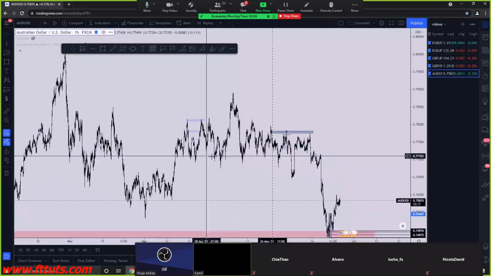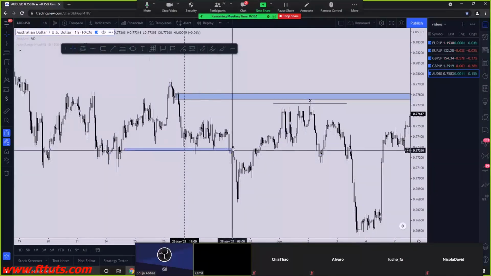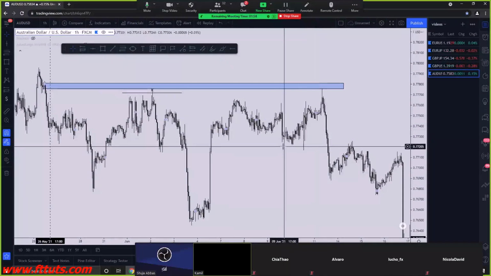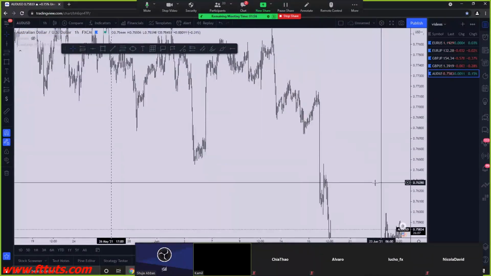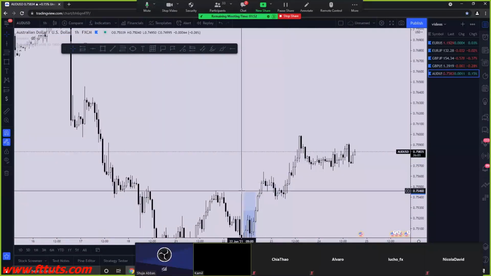For example, this one gave you a pretty deep move, cleared liquidity over here, broke structure, and then we had liquidity here. So this would have been a nice opportunity if you were looking at intraday. Sadly we didn't catch that, but we did catch this intraday move, and we are still holding this.